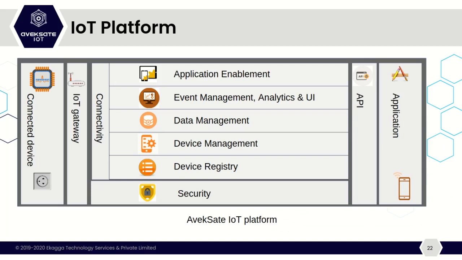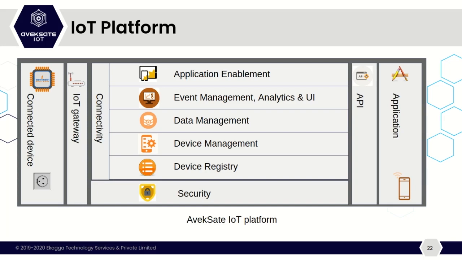Now if you look at the IoT components, it looks more or less like this, where the central area has bold vertical lines inside it. Security is one of the important aspects. There's the device registry, where you are registering the devices, managing them, storing the data which is coming, and taking certain decisions on top of it. Event management, analytics, and UI is another area. And then finally the application enablement.